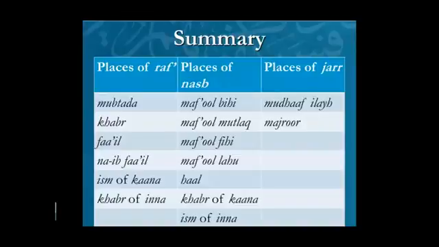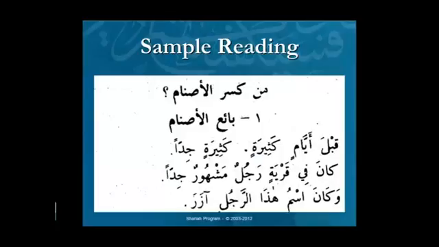And jar category is closed. The 2 that occupy the jar category are, number 1, the second half of a possessive structure, mudaf ilayh, and number 2, any ism that follows a preposition, and that's simply called majroor. And this concludes what we would do in the introductory theory. At this stage, we would begin the book.